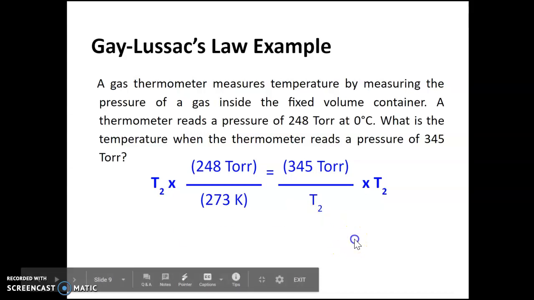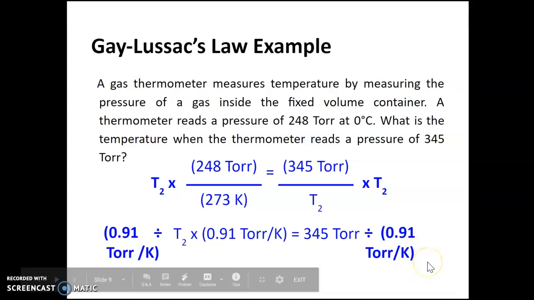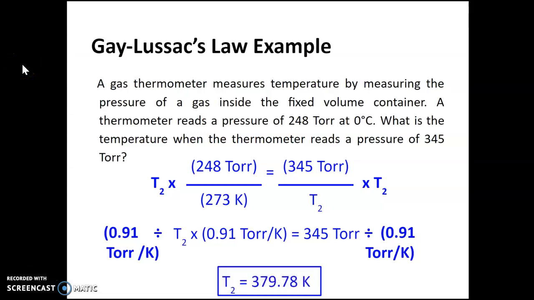And on the left-hand side, now we just have T2 being multiplied by the rest of the left-hand side. If we simplify that, that means we have T2 times 0.91 torr per Kelvin is equal to 345 torr. At this point, simple division: divide both sides by 0.91, and the bar goes away at the bottom, and that leaves us with 397.78 Kelvin.